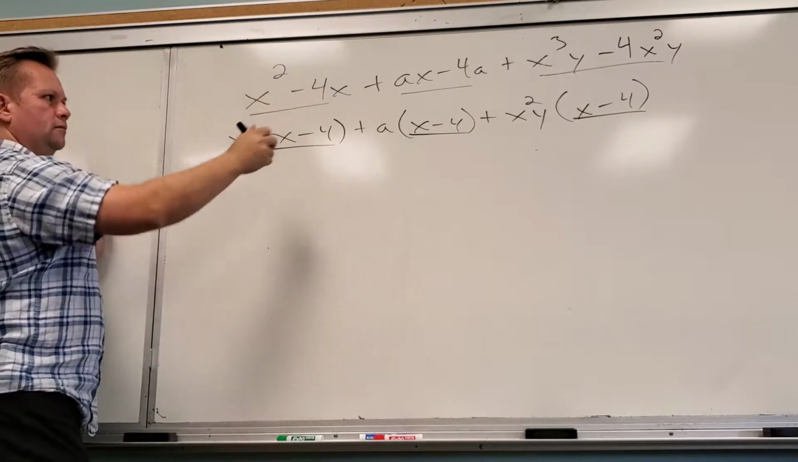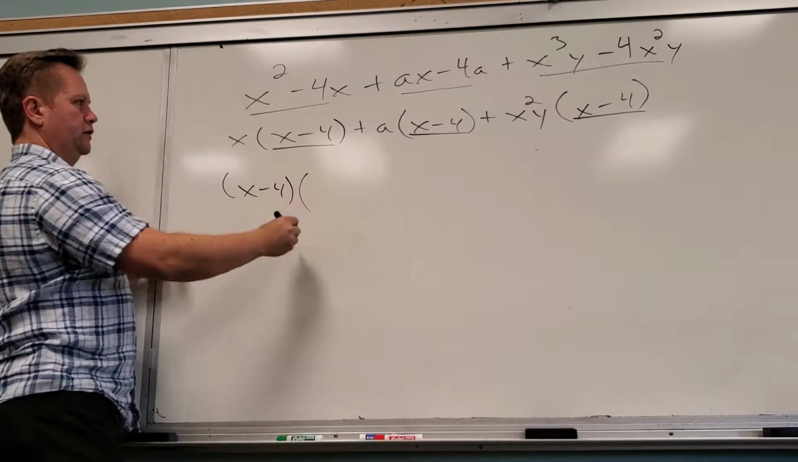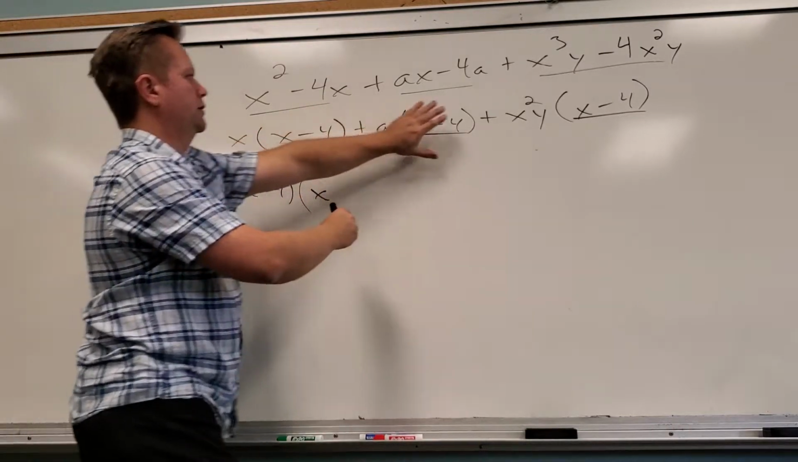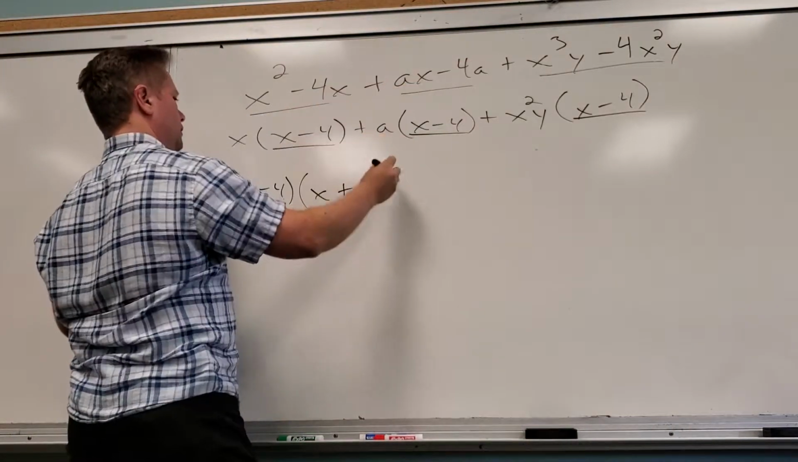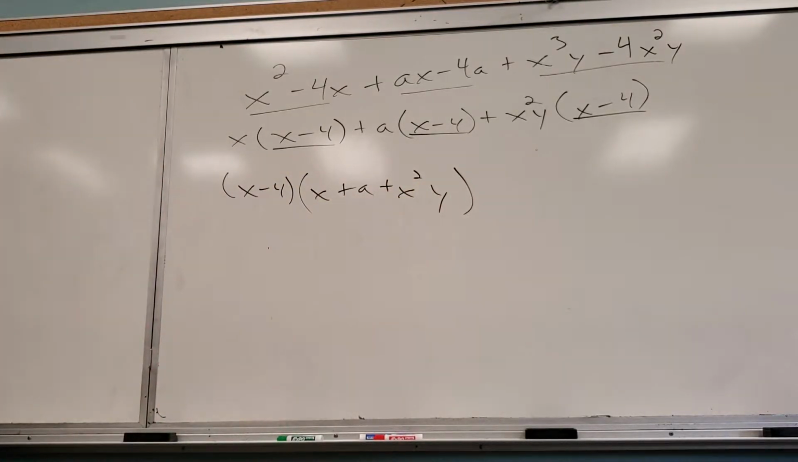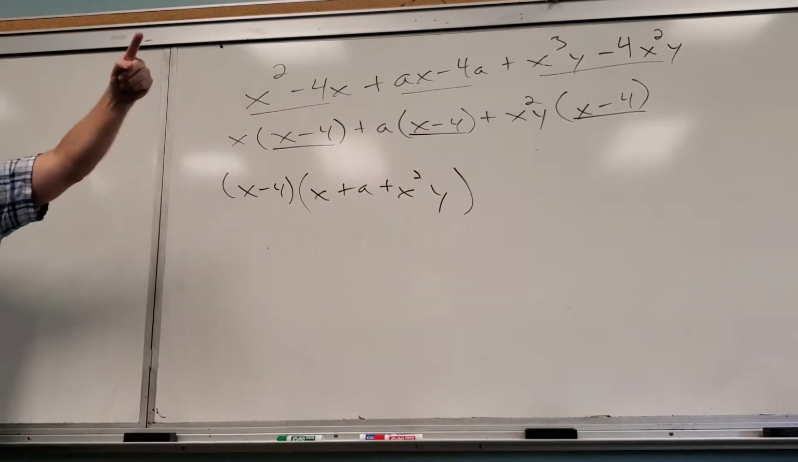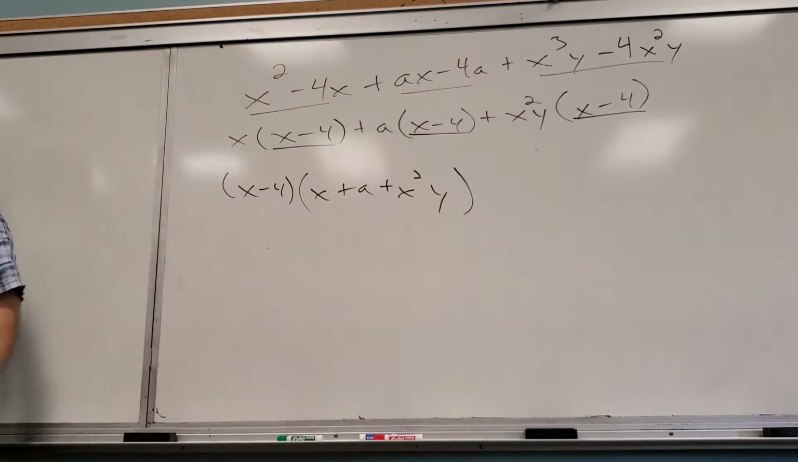All right. So what comes out? x minus 4. And then what's left? x plus a plus x squared y. It's like a cult. All right. So this idea of the process doesn't care what's in it, how long it is, whatever. The process just says, do it. I got 6 things, so I got 3 pairs of things. I do the same stuff to it.